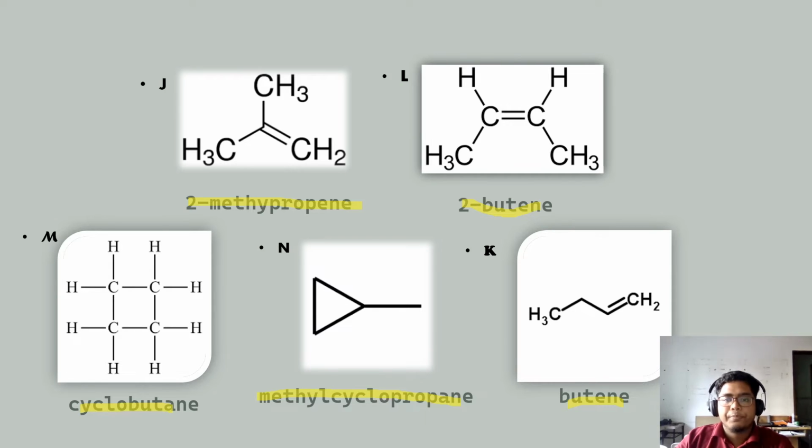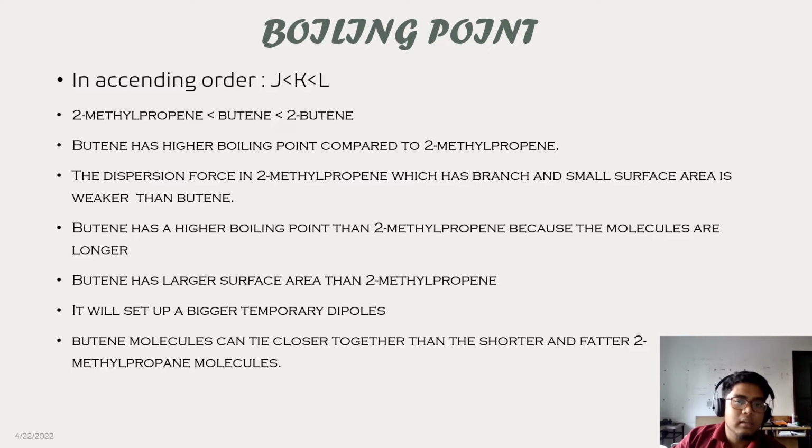As I mentioned, 2-methylpropene is J, 2-butene is L, butene is K, methylcyclopropane is N, and cyclobutene is M. For the boiling point, in ascending order, K is lower than L but higher than J. What is K? K is butene. So butene is lower than 2-butene but higher than 2-methylpropene.